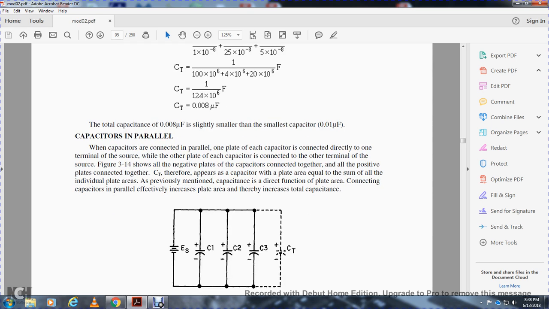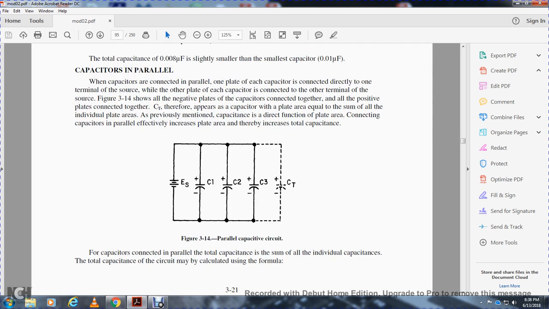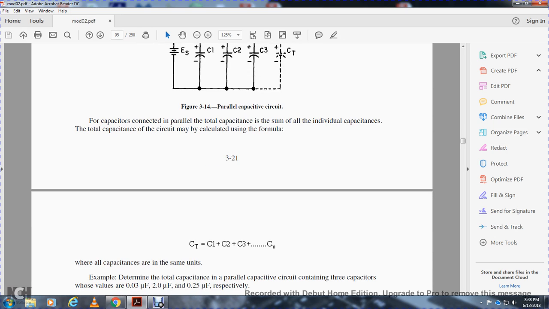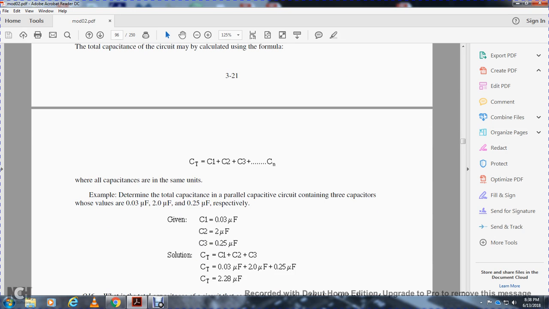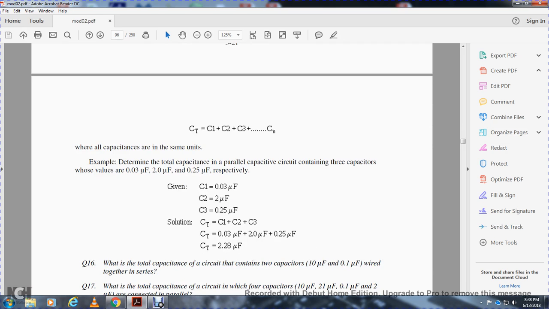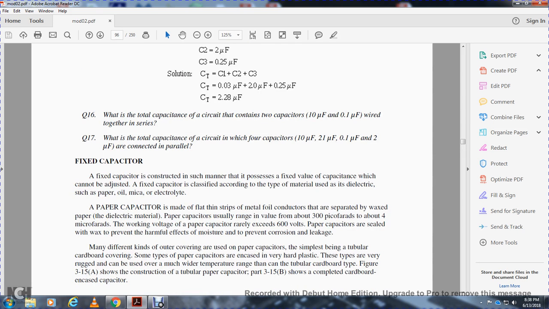So you have capacitor 1, capacitor 2, capacitor 3, and capacitor total. For capacitors connected in parallel, the total capacitance is the sum of all the individual capacitances. The total capacitance may be calculated using the same order. Total capacitance is equal to C1 plus C2 plus C3. To determine this, you'd add 0.3 microfarads, 2 microfarads, and 0.25 microfarads. You get 22.8 microfarads.